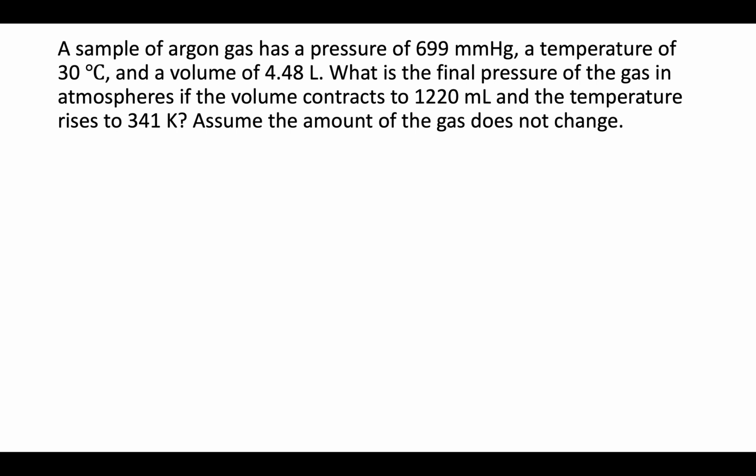Alright, this question says a sample of argon gas has a pressure of 699 millimeters of mercury, a temperature of 30 degrees Celsius, and a volume of 4.48 liters. What is the final pressure of the gas in atmospheres if the volume contracts to 1,220 milliliters and the temperature rises to 341 Kelvin? Assume the amount of gas does not change.